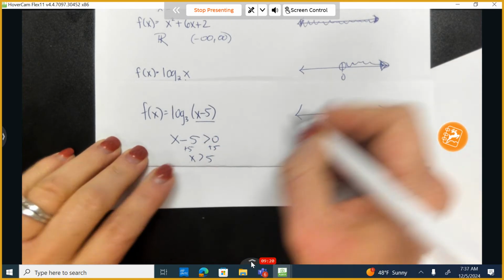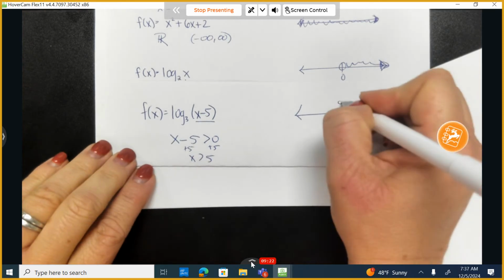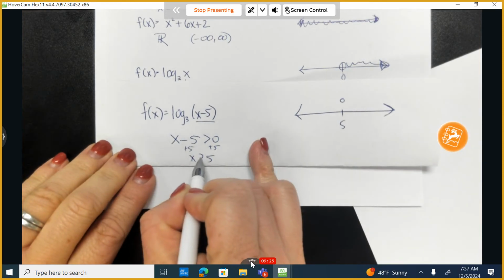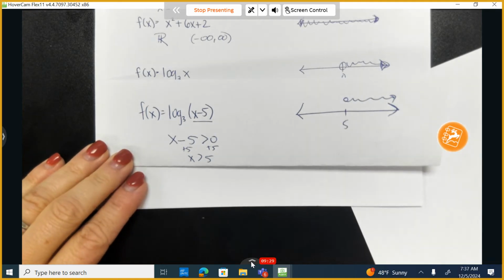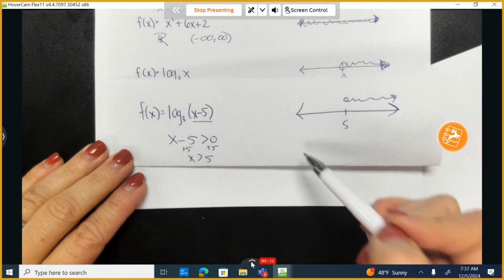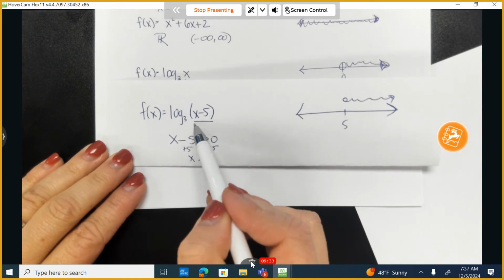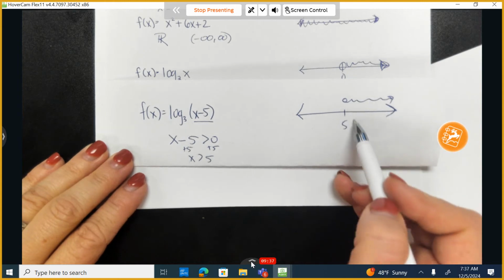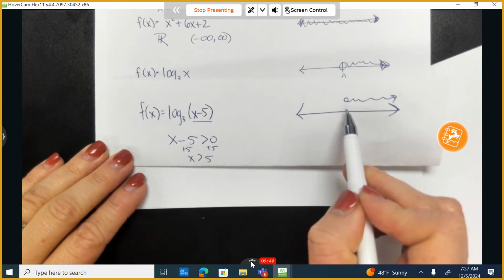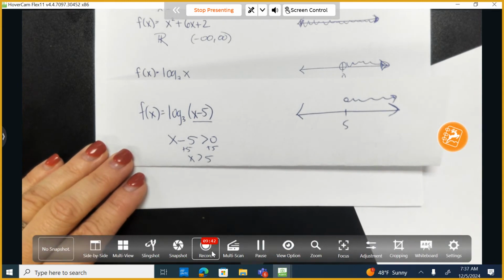I find 5. I put a circle because we're not actually going to include the 5. And as long as the variable is on the left-hand side, think of this as an arrow. It says shade to the right. What does this mean? This is a representation for us to say, what could we plug in and produce outputs? I could plug in 5.1, I could plug in 5.2, 6, 10, 100. Anything greater than 5 would work.